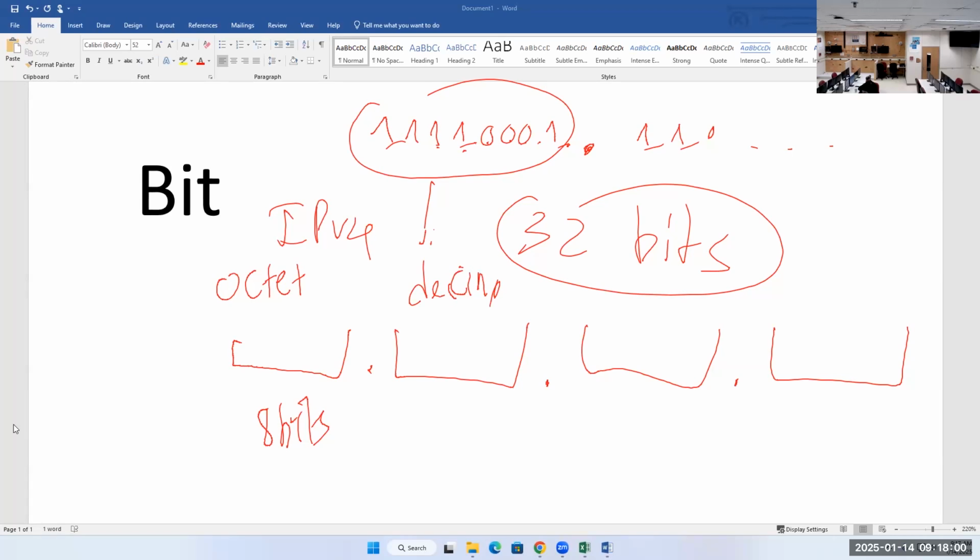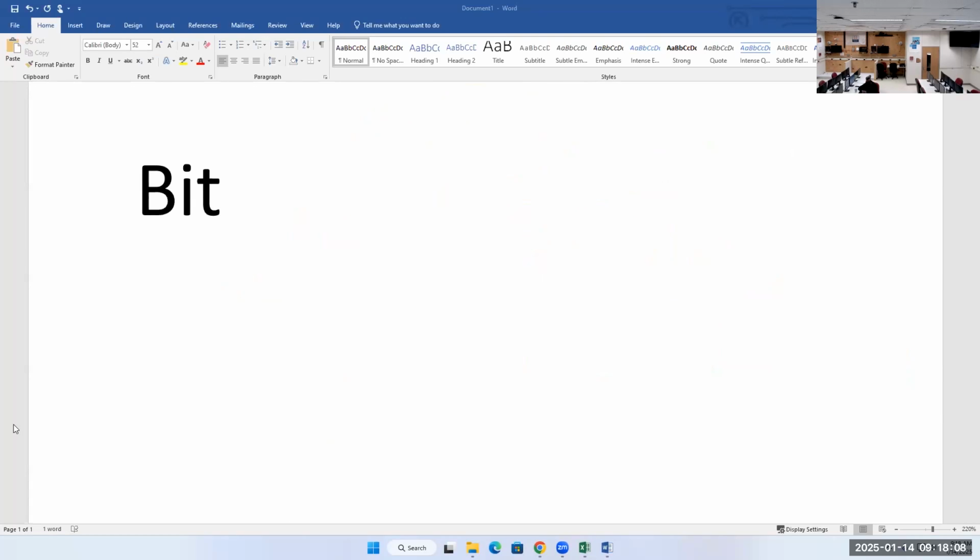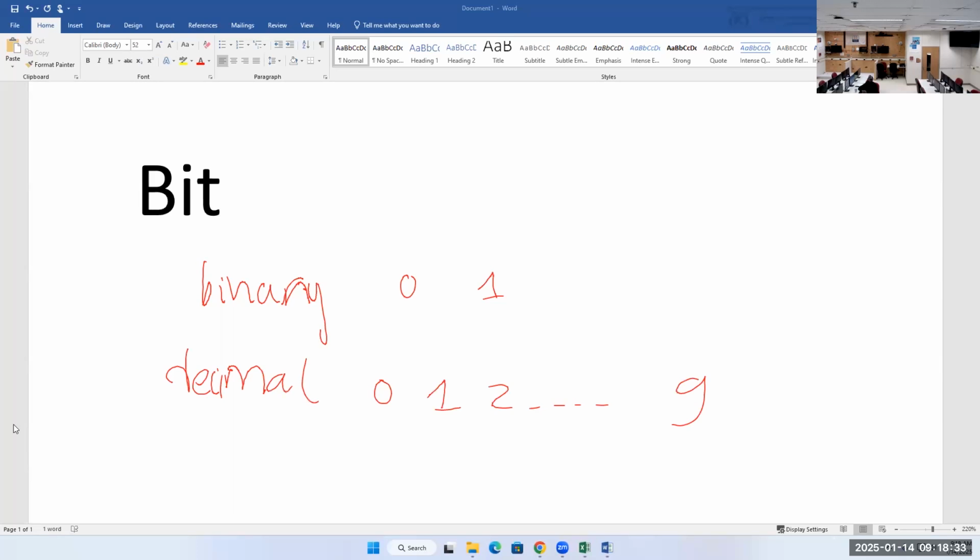Decimal means everything from 0 to 9. That's the digit here, everything from 0 to 9. In order to convert, I need you to know the concept of how you convert from a binary number to a decimal number. Binary has only 0 and 1, but decimal has everything from 0, 1, 2, all the way to 9.